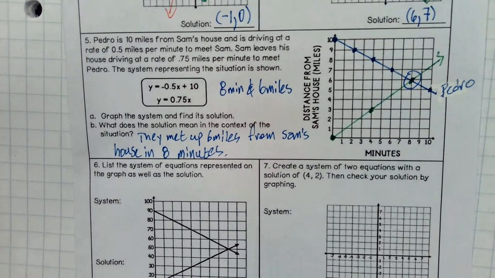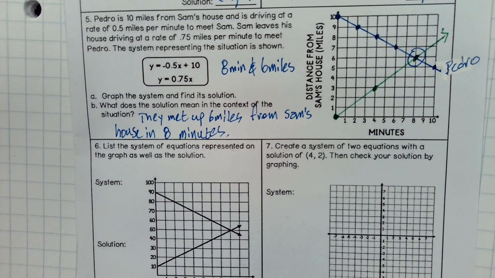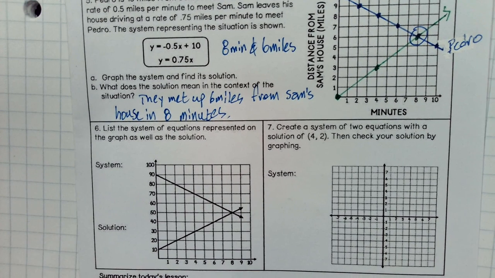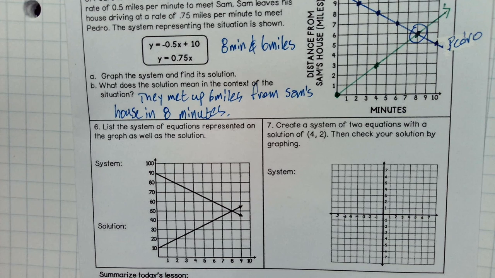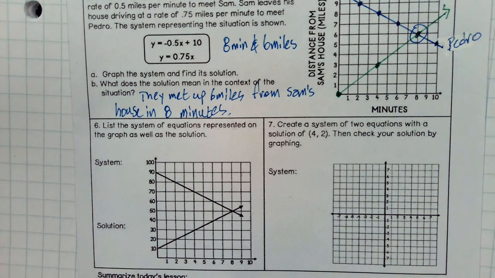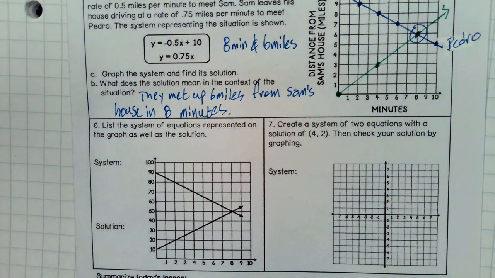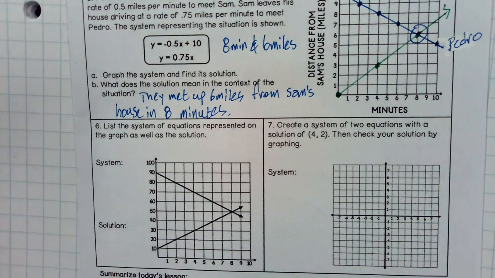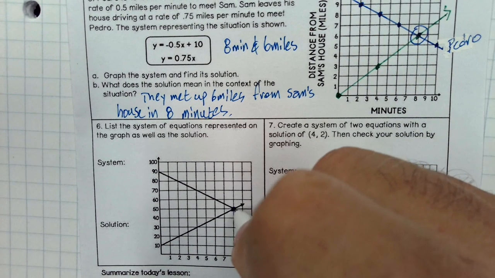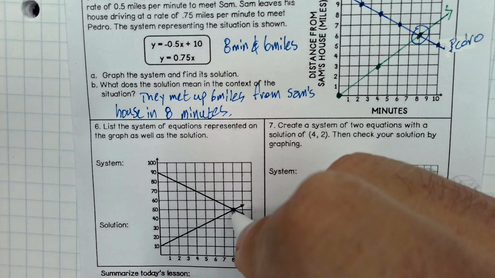All right. We'll just do one more. Let's see. List a system of equations to represent it on the graph as well as the solution. Well, the solution is easy. The solution has to be 8 and 50.